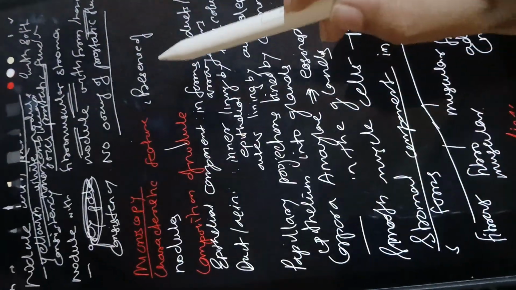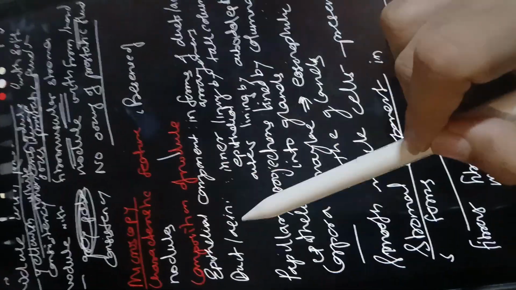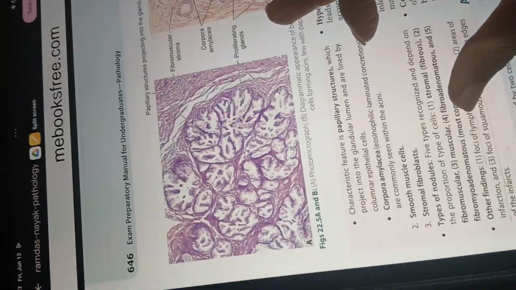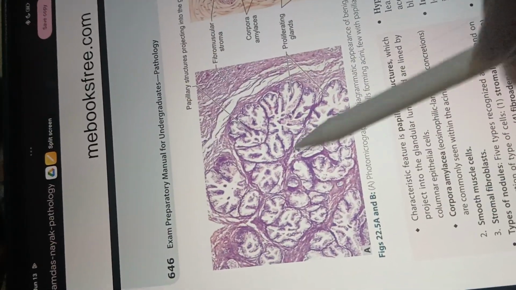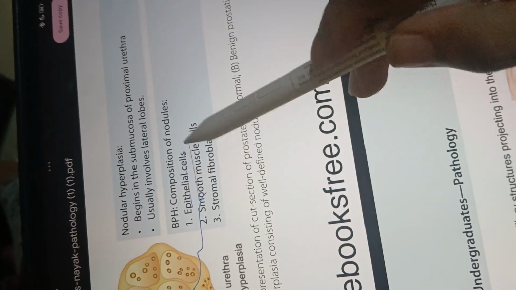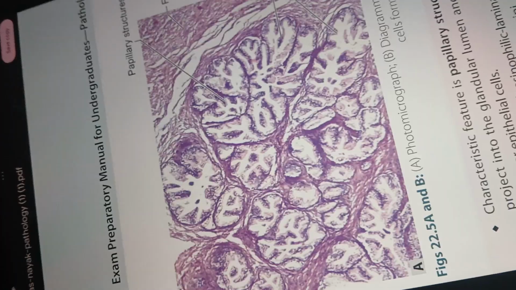Microscopic characteristic feature is presence of nodules. What is the composition of the nodule? We have epithelial component, we have duct and acini. Let's see diagrammatically. This is basically the microscopic feature of benign prostatic hyperplasia. We have three components as explained over here: epithelial cell component, smooth muscle cells, and stromal fibroblasts. So basically these nodules are the characteristic feature of benign prostatic hyperplasia.